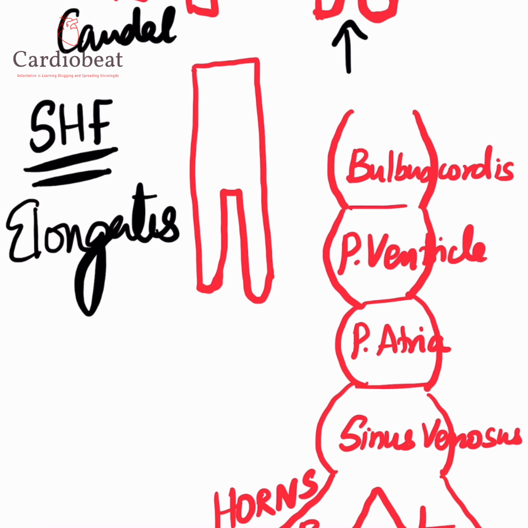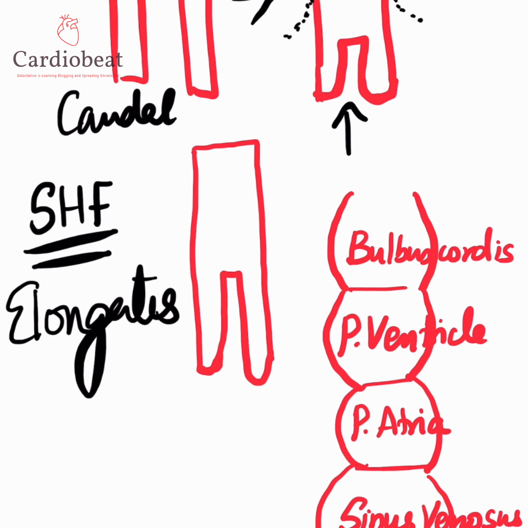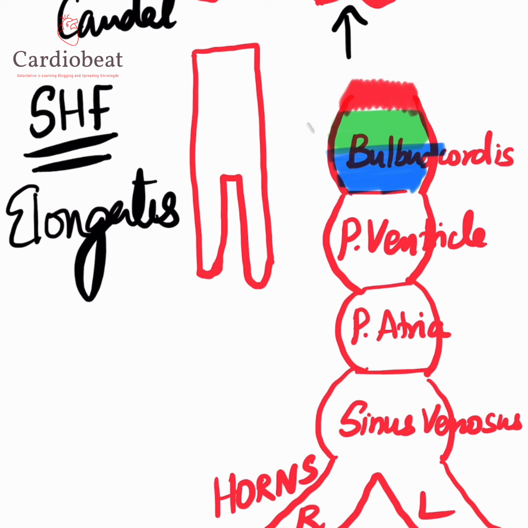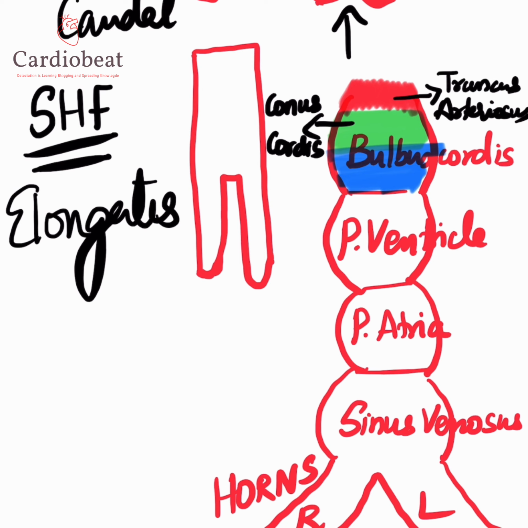Now, the bulbus cordis is further divided into three parts: the proximal one third, the middle one third, and the distal one third. The proximal one third has no special name as such, whereas the middle one third is otherwise called the conus cordis. And the distal one third of the bulbus cordis is called the truncus arteriosus. So this is going to give rise to various structures in future.